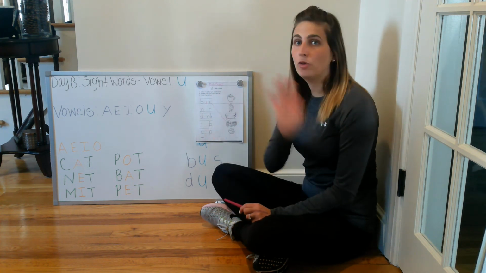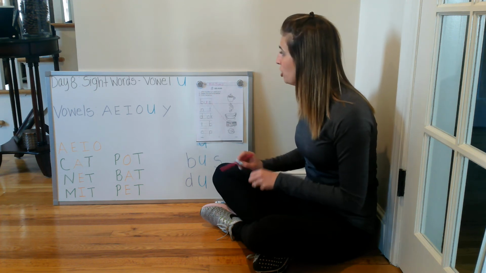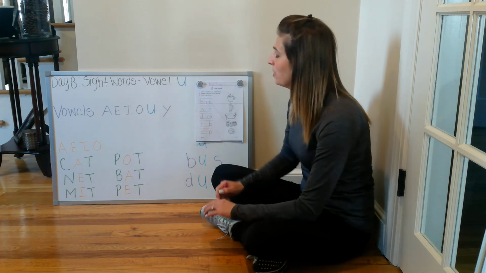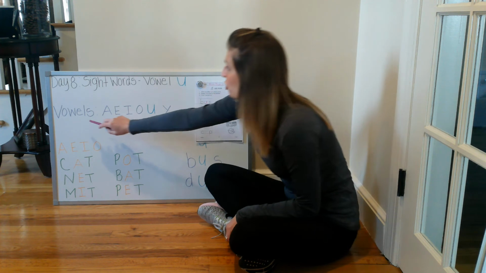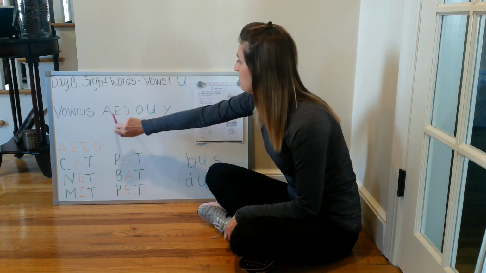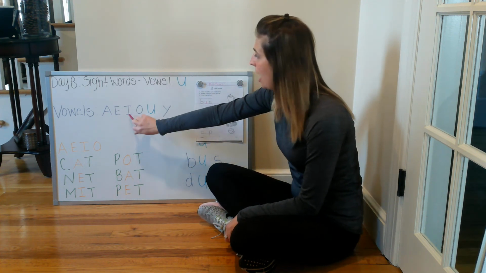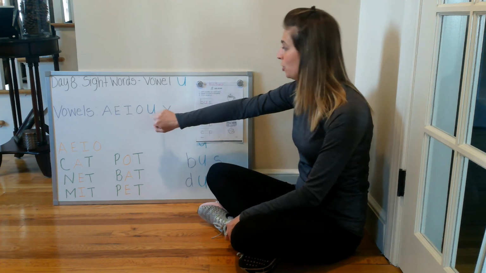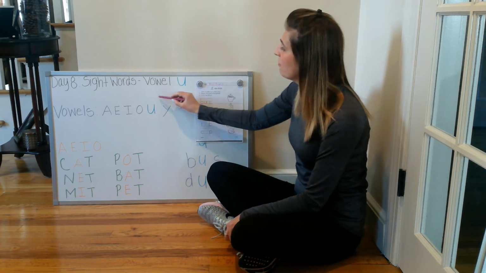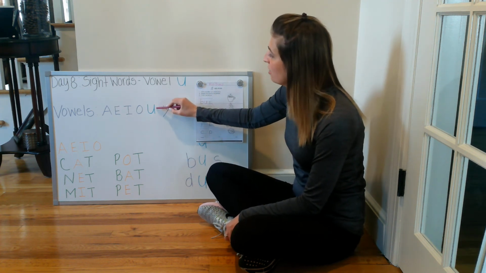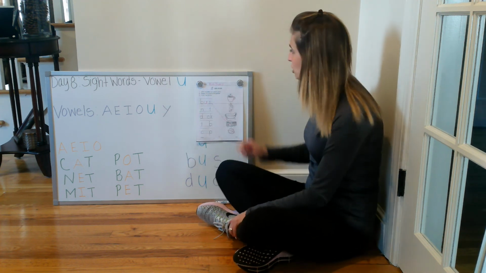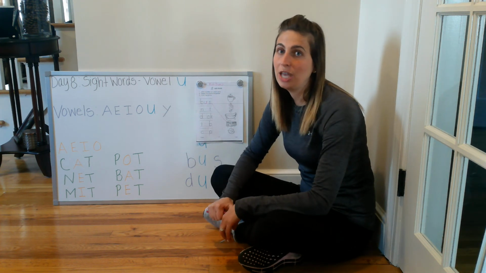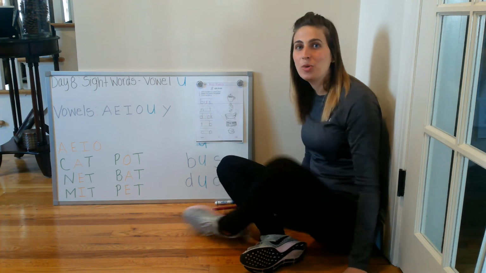But before I let you go to practice the rest on your own, let's just recap our vowels. So remember our vowels, and say them back to me: A, E, I, O, U, and sometimes Y. And the vowel that we're practicing today is the vowel U. So after you're done completing your sight word worksheet, it will be time for reading, so I will see you all in reading.